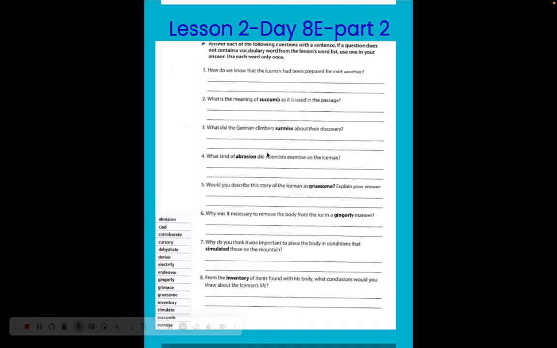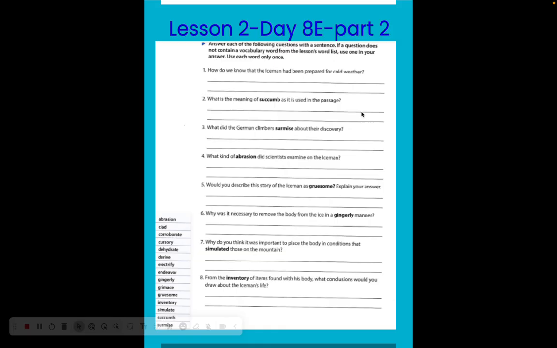So as you go down the list, if the word is in bold, now you know it's a vocabulary question, and you're just going to describe it. So in this one, it says, what is the meaning of succumb as it is used in the last passage? So I remember that succumb means to kind of come to death, to come to an ending, to come to under some kind of situation. So in this case, succumb is describing what happened to Otzi, that he succumbed to the cold weather. He froze. So that's how I would answer that question.